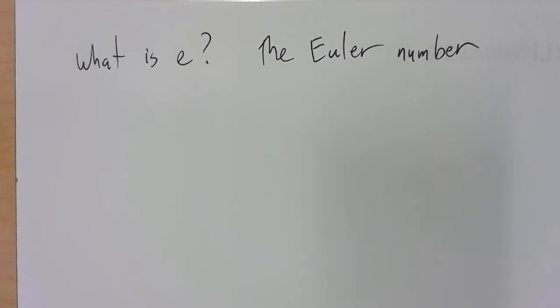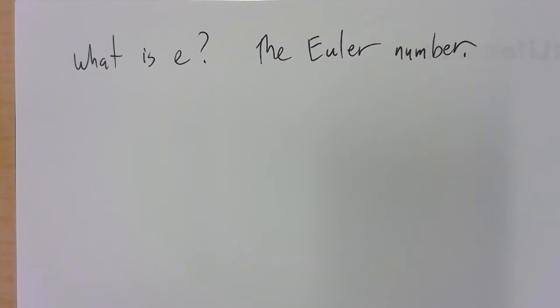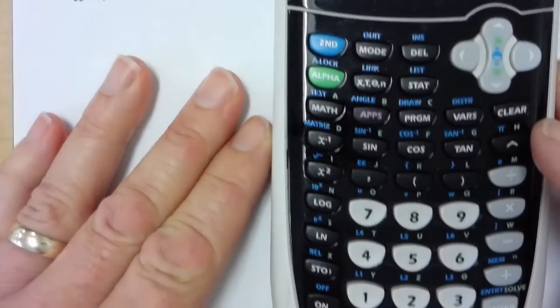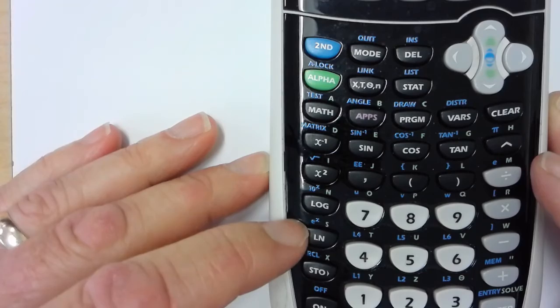All right, this video is going to address the number e. What is e, the Euler number, named after the Swiss mathematician? On the calculator, e can be found above natural log. See, e to the x, it's right there.